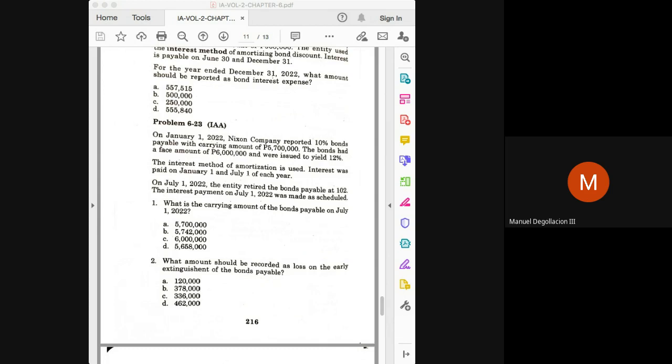This is important because you will be comparing the carrying amount with the retirement price for us to get the gain or loss on the early extinguishment of the bond. Okay, but we already understand to solve for the carrying amount, we'll have to go through the process. First, we have to compute the interest expense. The carrying amount at the start of the year was 5,700,000. You will multiply that with the effective interest rate of 1/2 of 12%, which is 6%, since this is semi-annual.